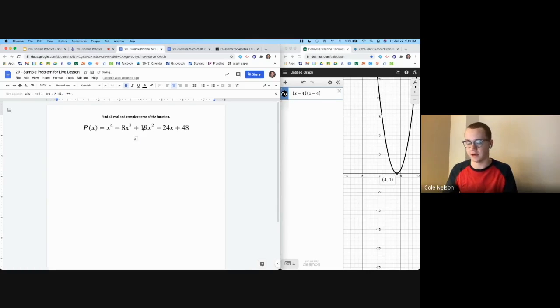Shift 6 to get an exponent. X to the fourth, like that. Okay. The other thing that I might do is I might start with Desmos.